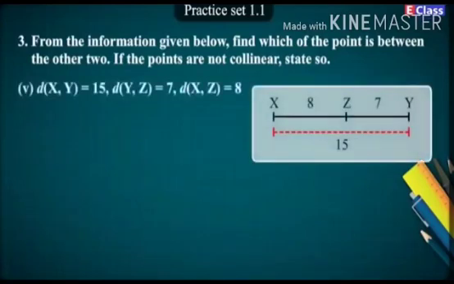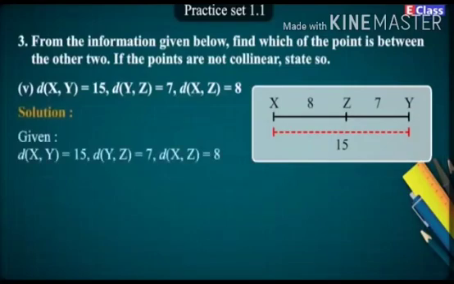5. Distance of XY is equal to 15. Distance of YZ is equal to 7. Distance of XZ is equal to 8. Solution. Given. Distance of XY is equal to 15. Distance of YZ is equal to 7. Distance of XZ is equal to 8.